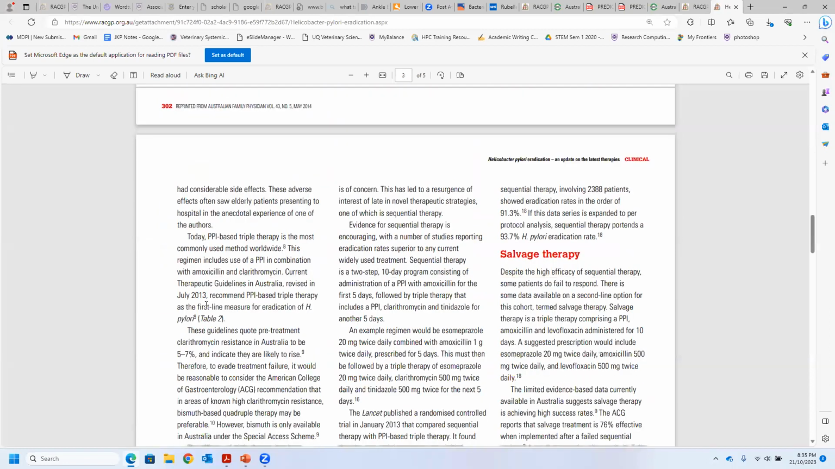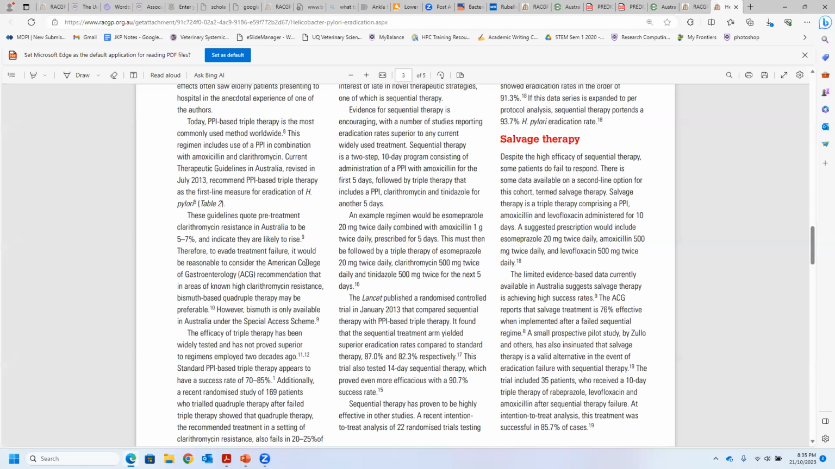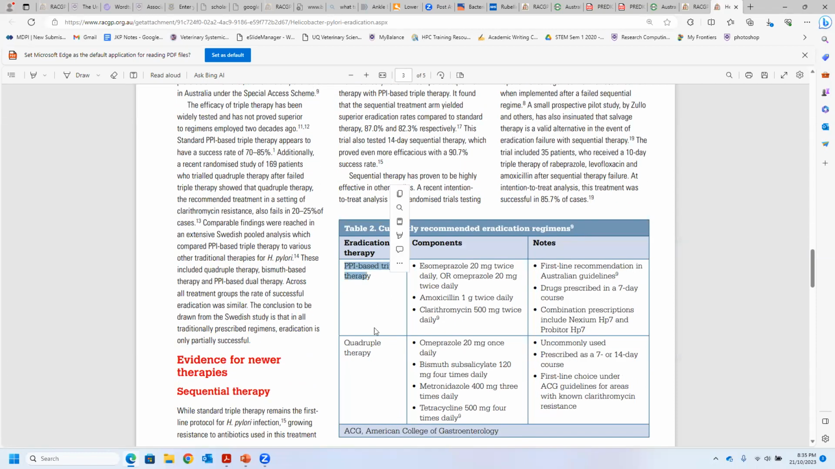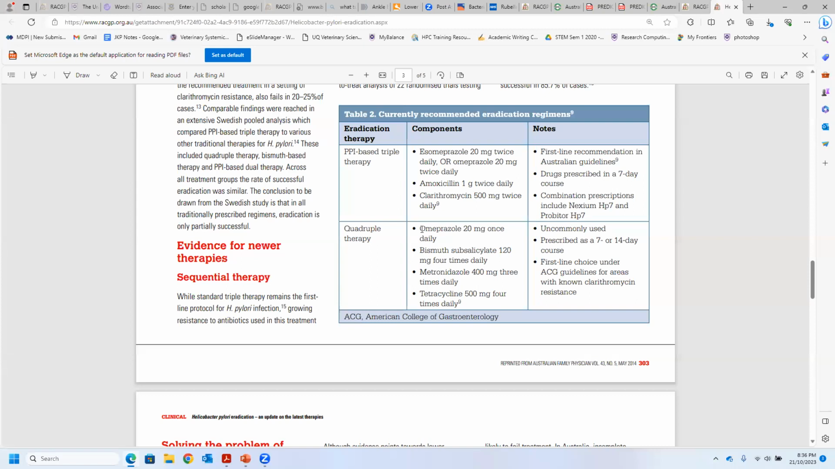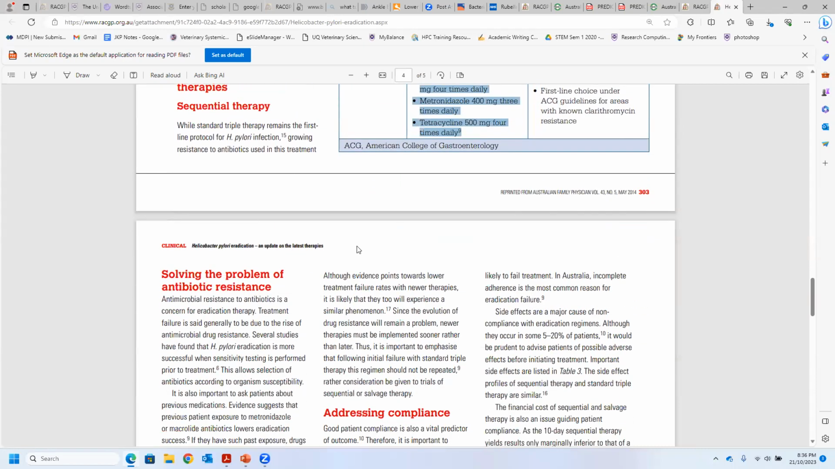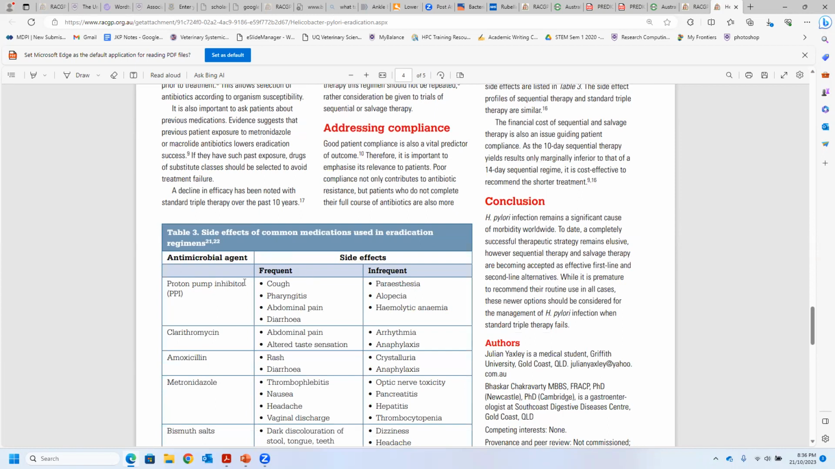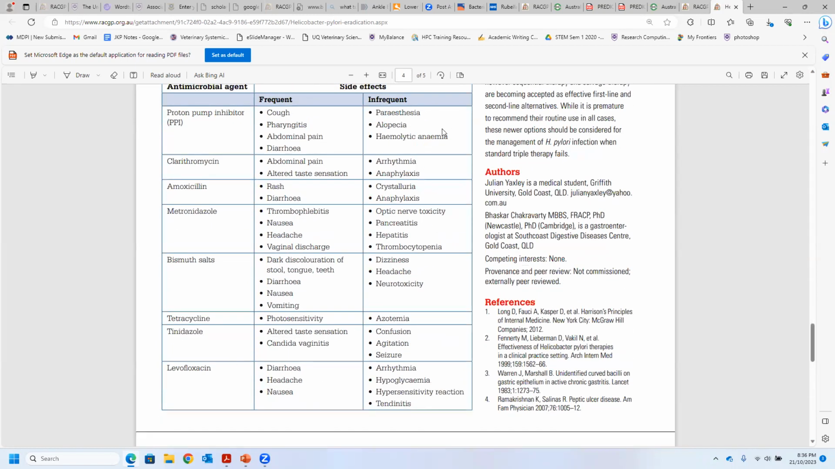Eradication regimes. Triple therapy, we use a PPI, esomeprazole, with amoxicillin and clarithromycin. These are for at least two weeks. Quadruple therapy can be used as well: omeprazole with bismuth subsalicylate, metronidazole, and tetracycline. They are the first choice in patients who have clarithromycin resistance. So triple therapy and quadruple therapy, all for two weeks. What else? That's it.